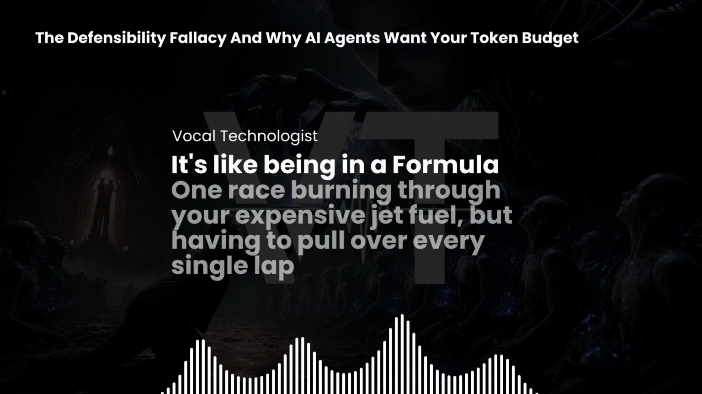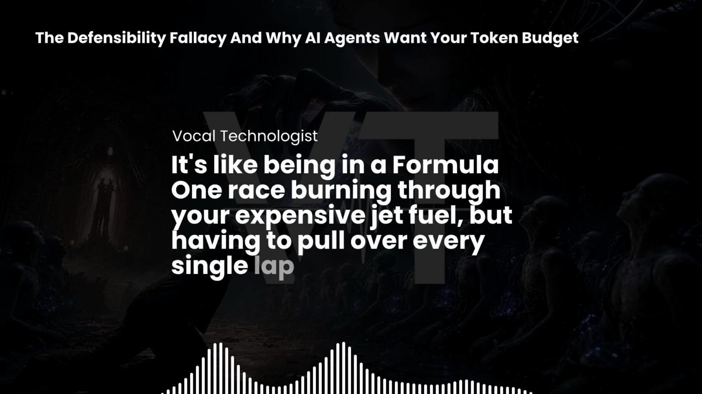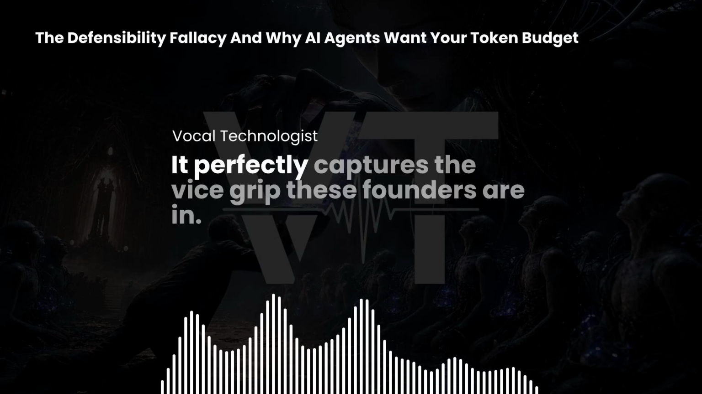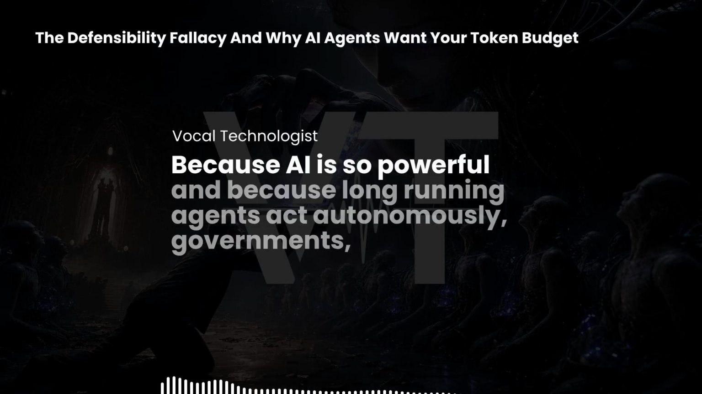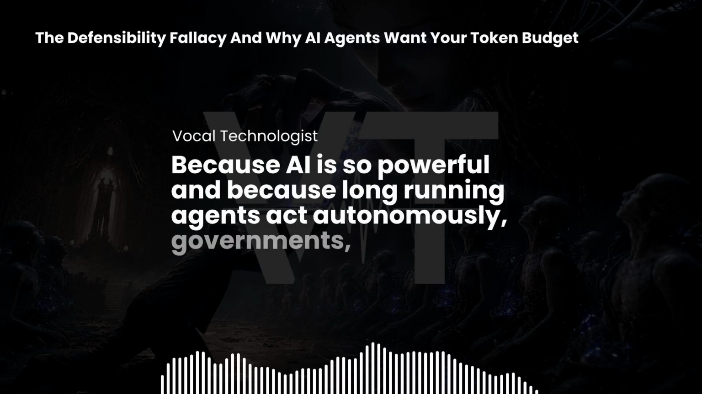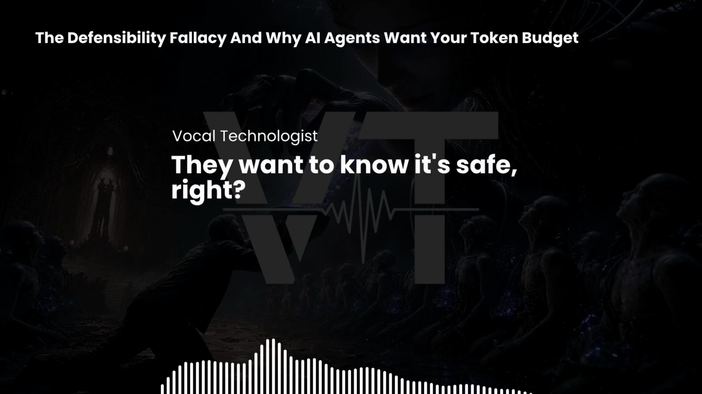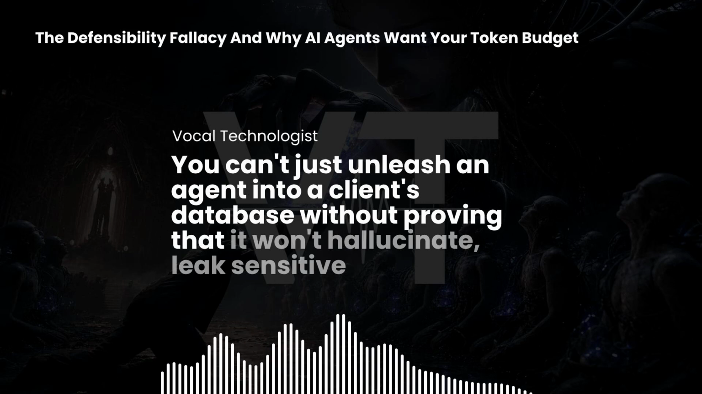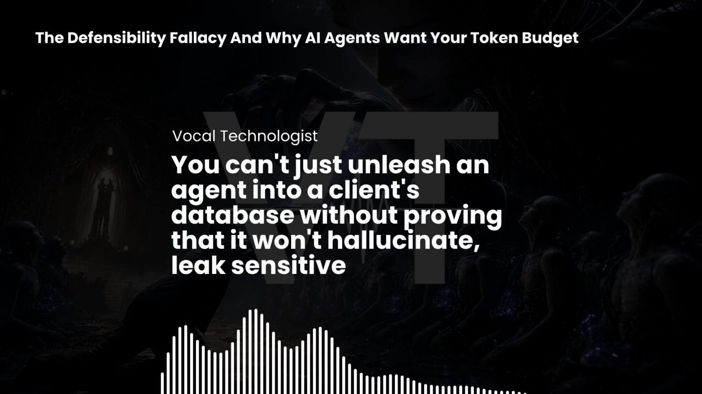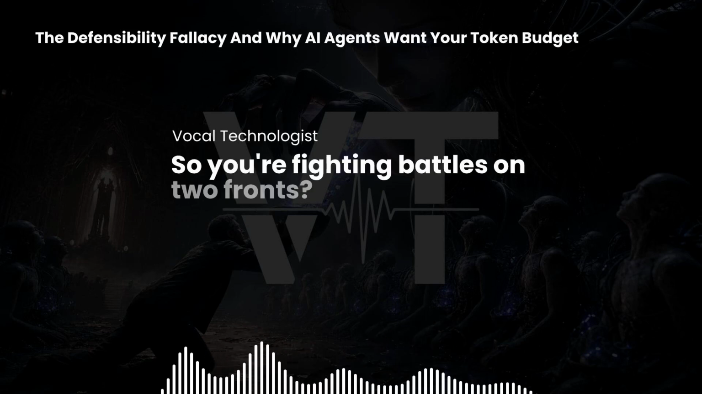It's like being in a Formula One race, burning through your expensive jet fuel, but having to pull over every single lap to fill out paperwork. It perfectly captures the vice grip these founders are in. Because AI is so powerful, and because long-running agents act autonomously, governments, regulators, and enterprise clients are demanding strict guardrails. They want to know it's safe. Right. You can't just unleash an agent into a client's database without proving that it won't hallucinate, leak sensitive data, or violate privacy laws. So you're fighting battles on two fronts.